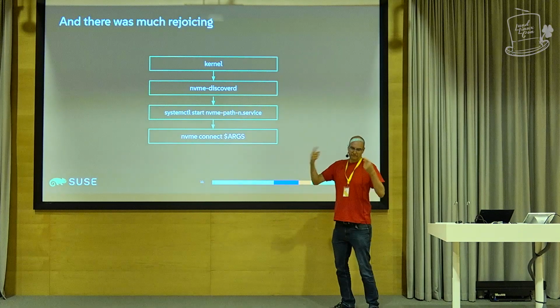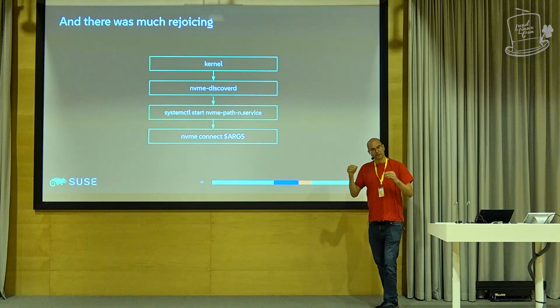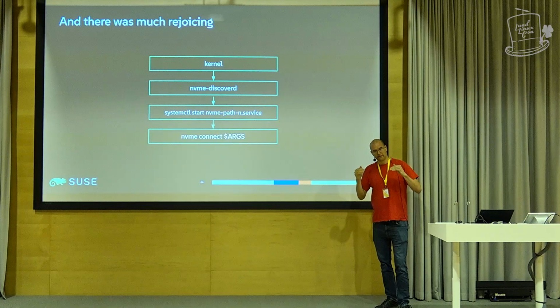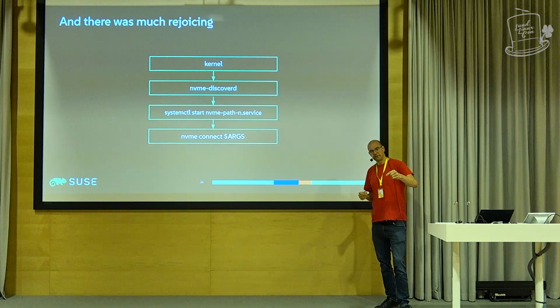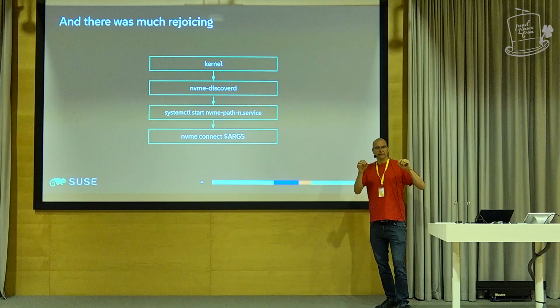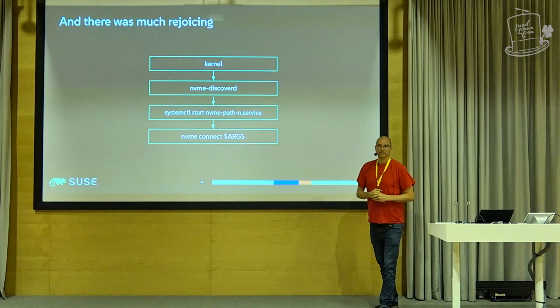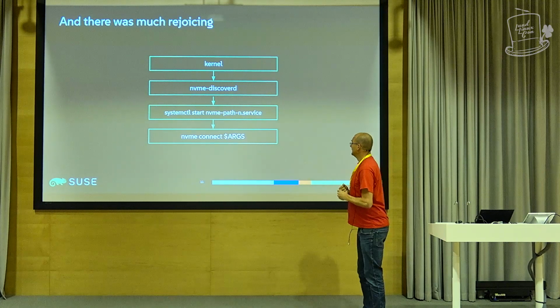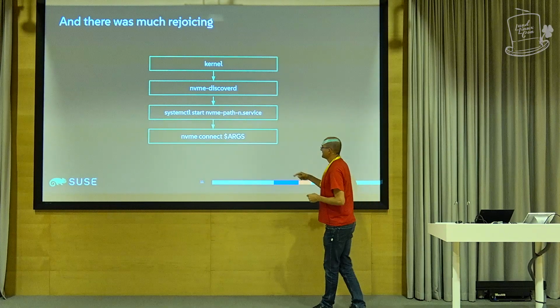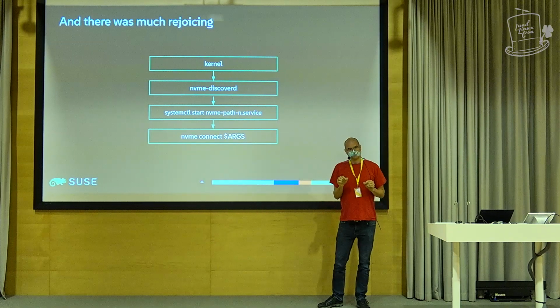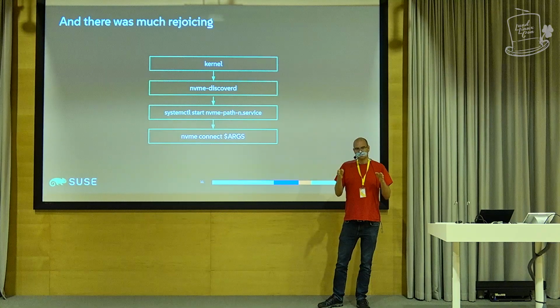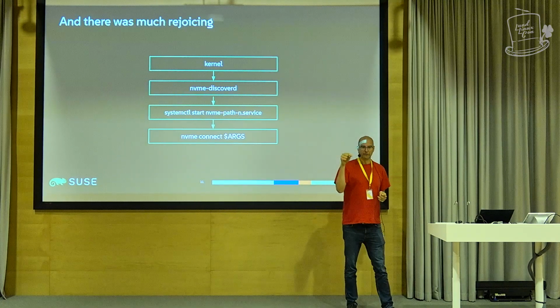Okay, let me step back. The unit files are written for every connection we want to make. So there's not one unit file which will call connect all. Instead, for every connection we want to make, we have one unit file. And in the unit file itself, we have just a connect, not a connect all. So it's very specific: I want just this connection and only that connection.